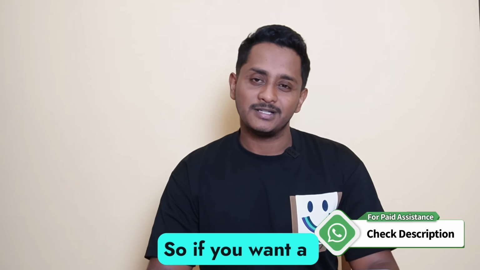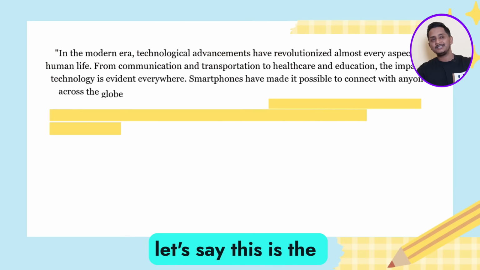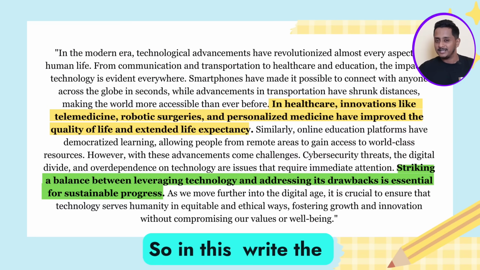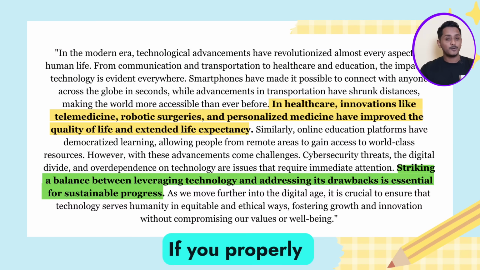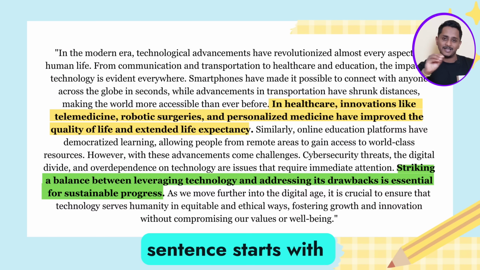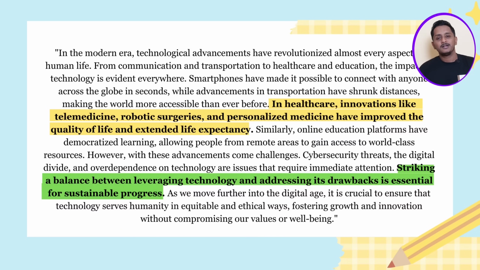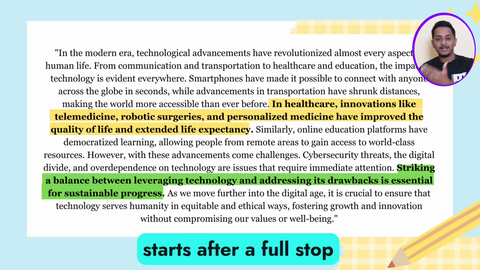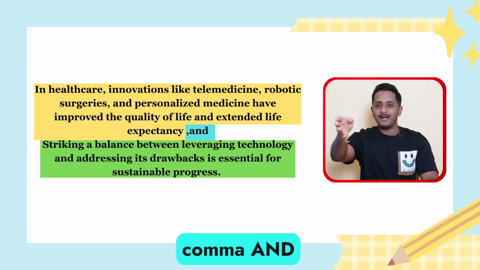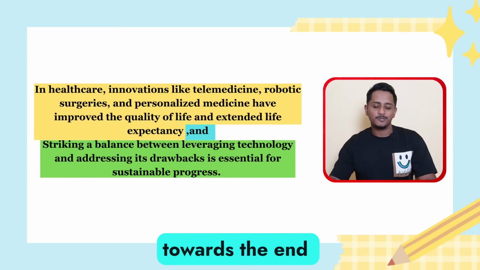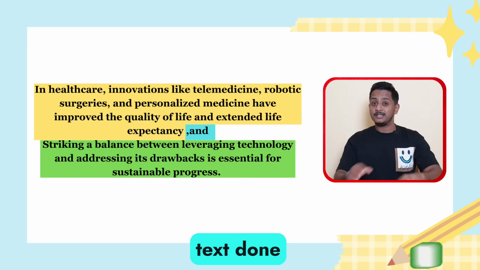So if you want a small demonstration of this, let's say this is the paragraph. In this, to write the answer, I've taken 2 full sentences, one in yellow and one in green. If you properly observe, the yellow sentence starts with 'in healthcare', meaning after a full stop, and continues until I find a full stop. The green one also starts after a full stop and ends at a full stop. In between them, I'm just adding a connector, a comma and 'and', and towards the end, putting a full stop. Summarize written text, done and dusted.